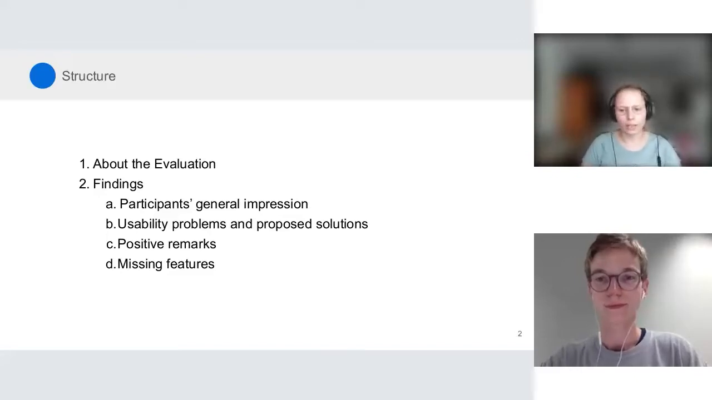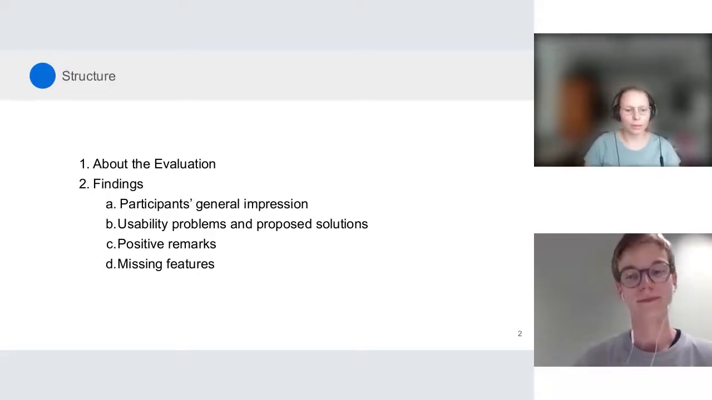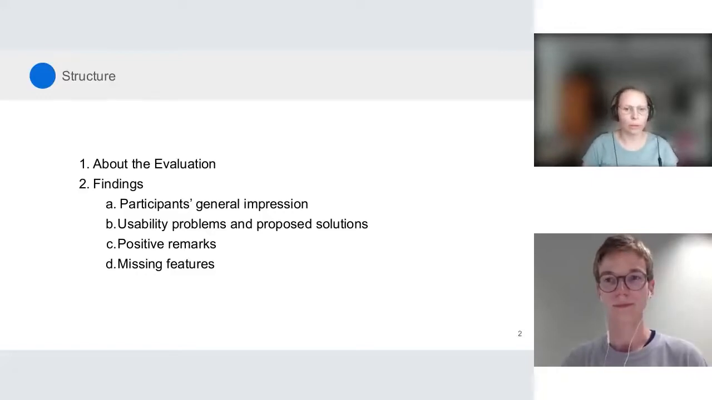I will give you a brief introduction to the evaluation and the methods we used for the test in the beginning, but the main focus of the presentation will lie on our findings because I think they are the most interesting. They are split up into four different parts. First, I will introduce you to the participants' general impression in form of a usability score. Then David will talk about some usability problems we found and also some redesign proposals that we came up with. And then I would like to close out with positive remarks and also missing features that came up.